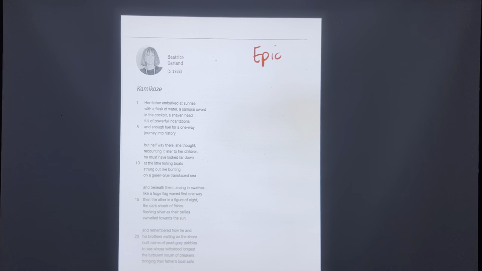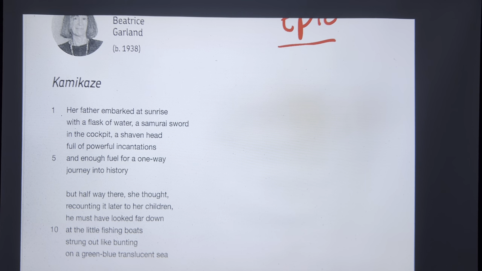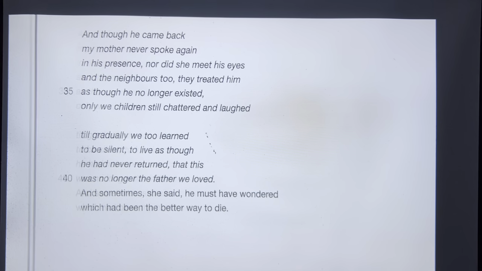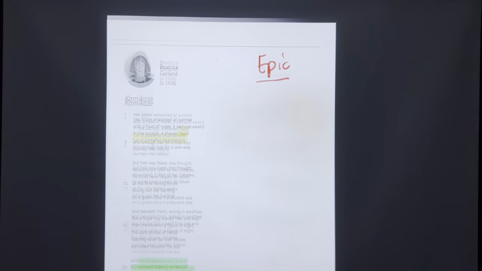I will talk about how this poem is an epic poem, because it talks about the event of what a kamikaze had to embark upon. And the first quote, guys, I would use is, "a head full of powerful incantations remembered how he and his brothers waiting on the shore." That part is enough. And the last quote, guys, that I would use is the idea of, "till gradually we too learned to be silent." These are the three quotes that I would use.